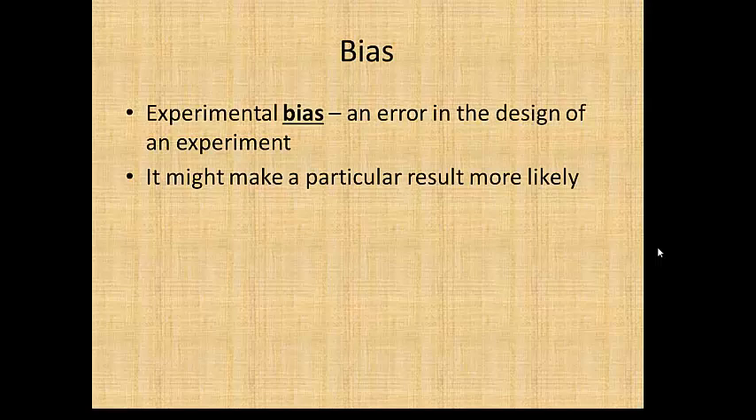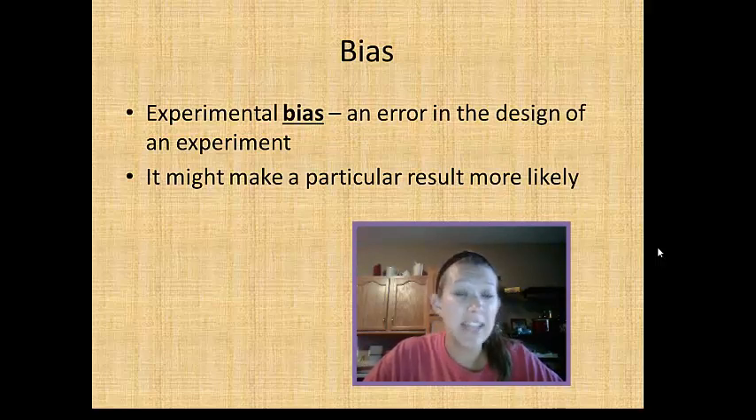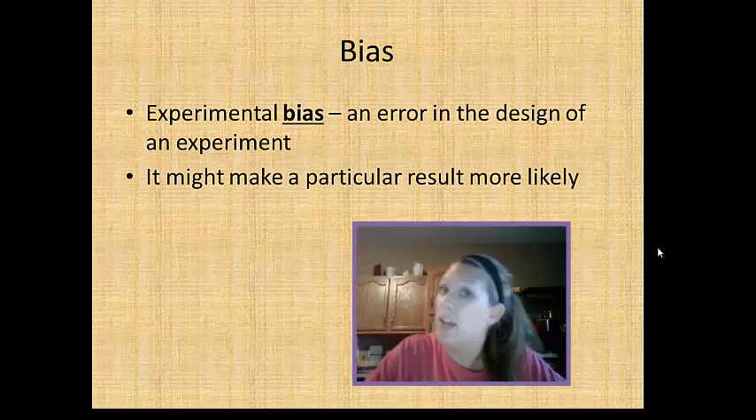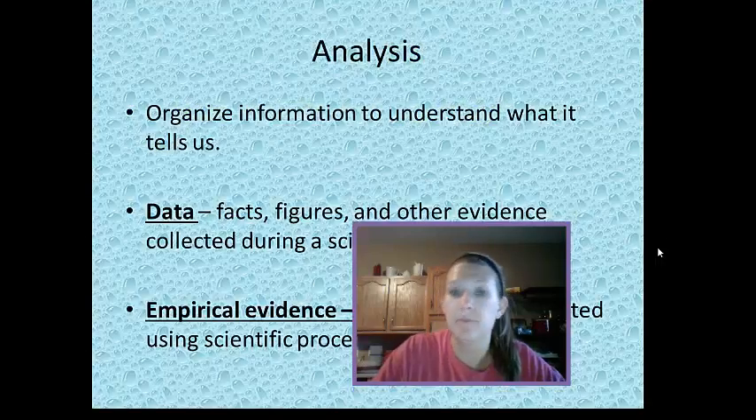You have to be careful, though, to make sure that you keep bias out of your experiment because bias could be an error in the design. So if you were testing milk that was already past its expiration date, that would be experimental bias because you don't know if it was the age of the milk that caused it to go sour or if it was the temperature of the milk. So it might make a particular result more likely.